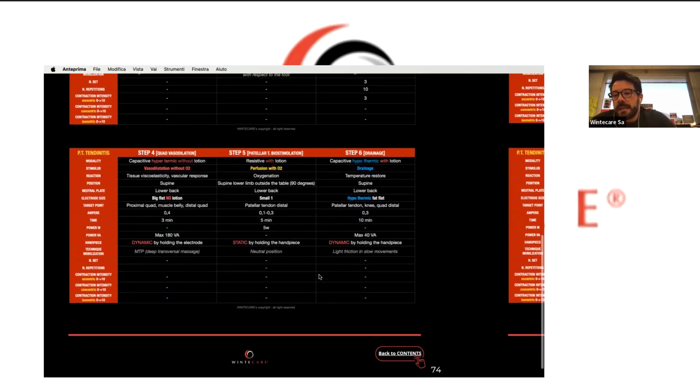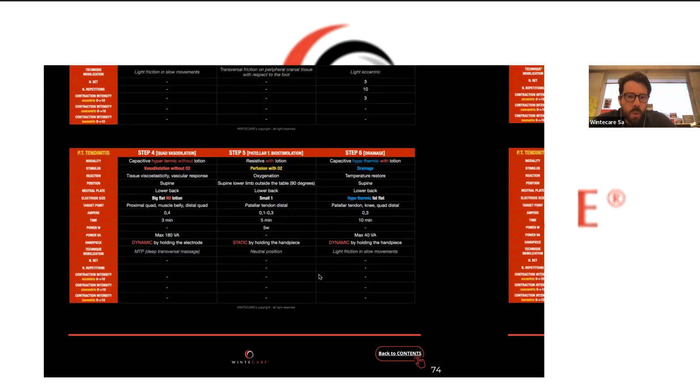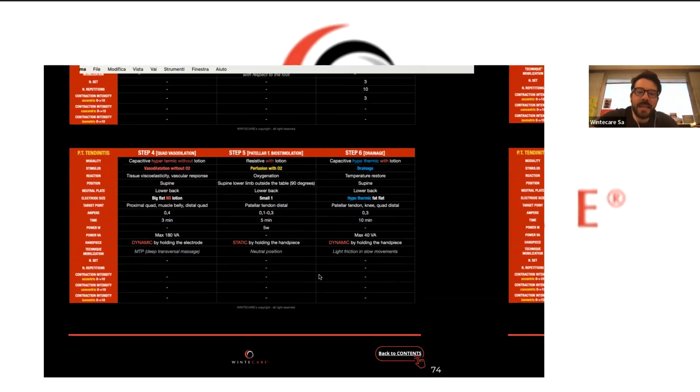Then, step 4, quad vasodilation, modality capacitive hyperthermic without lotion. It means that we want to focus the effect on a specific spot. Vasodilation without O2. This is the proximal vasodilation that will help the inflammatory process get away from the targeted area. Reaction: we want to change tissue viscoelasticity and have a vascular response.